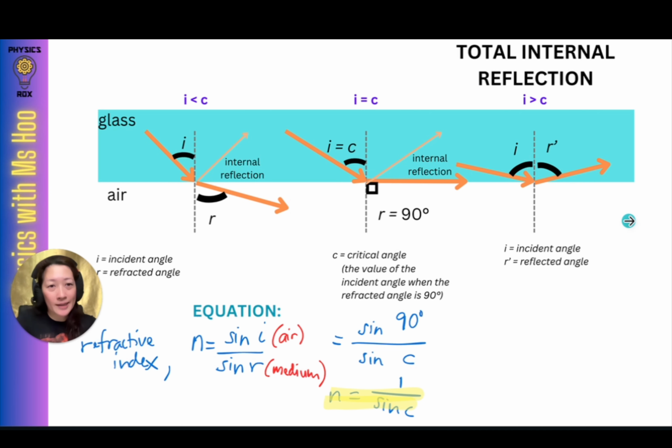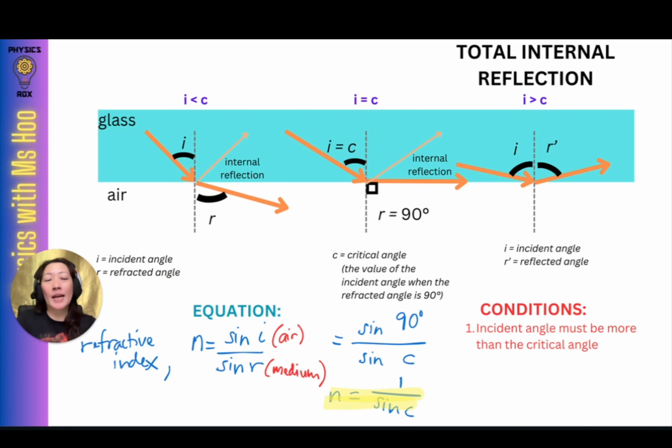So now that you understand this, you must know the conditions for total internal reflection, because obviously total internal reflection doesn't happen all the time. It only happens in this situation. There are two conditions for total internal reflection, and the first one is one that we've already discussed, which is that the incident angle must be more than the critical angle. The second condition is that light must travel from a higher to lower optical density. That means in this case from glass to air.